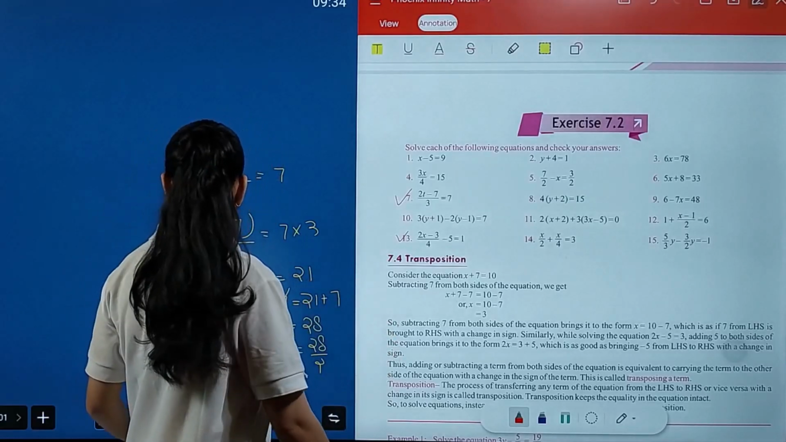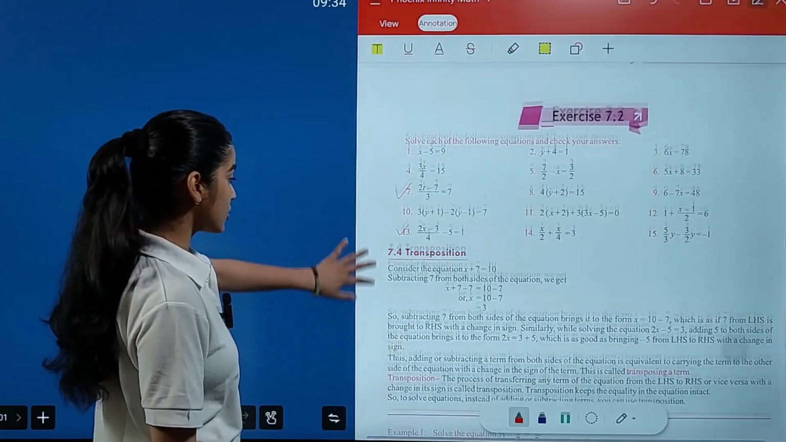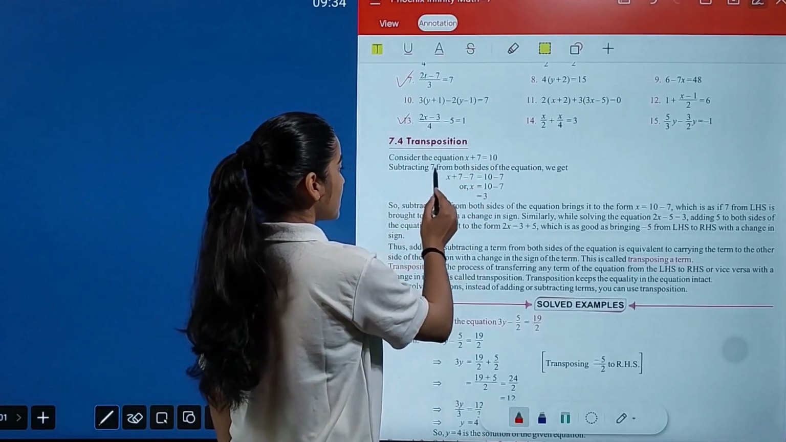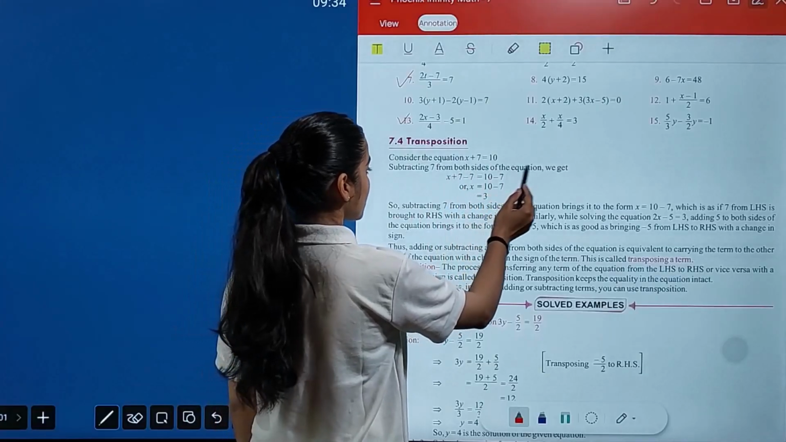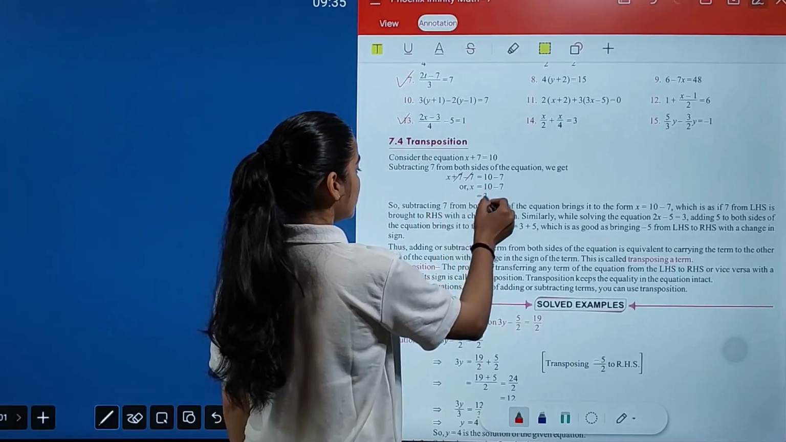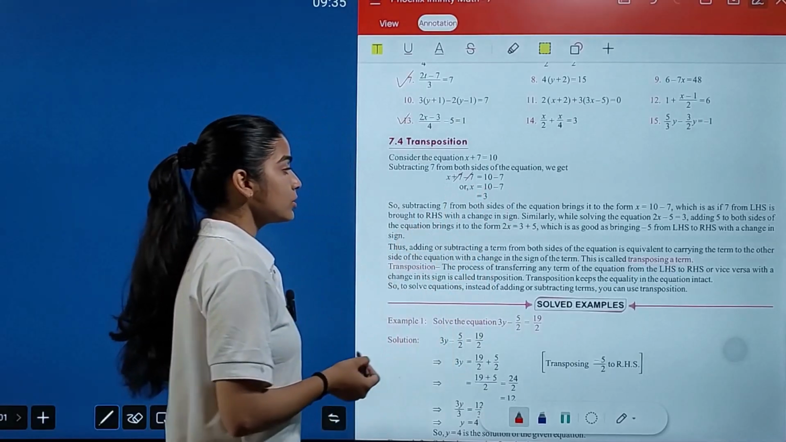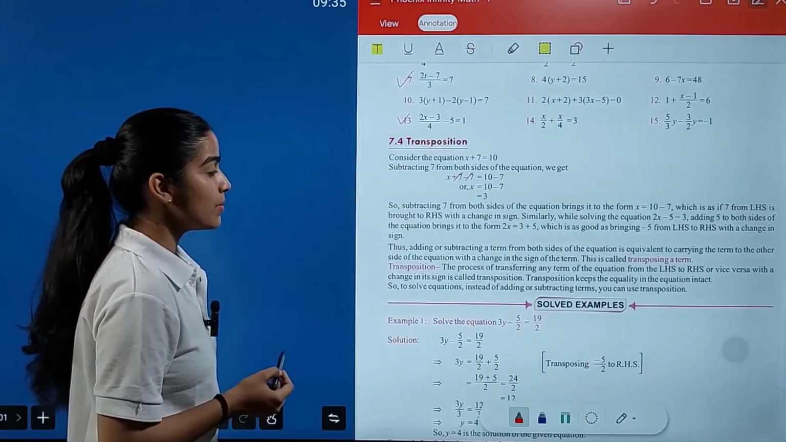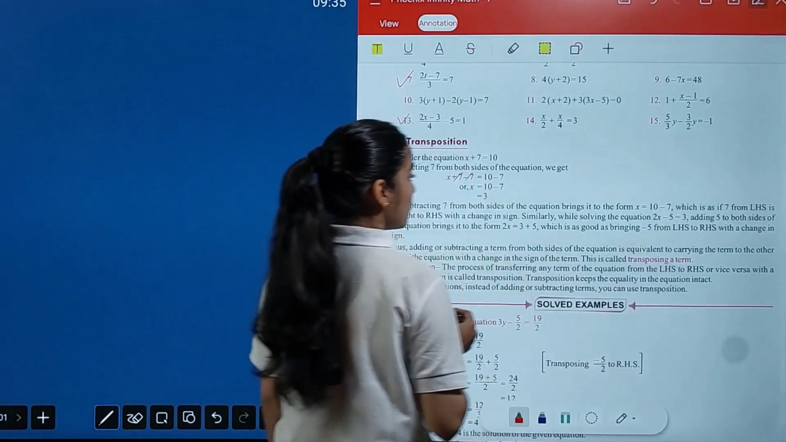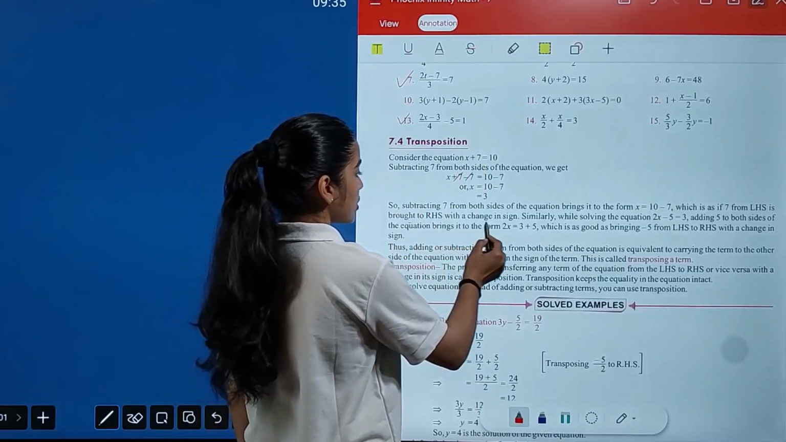Okay. Now we move forward to our next concept, which is transposition. Consider the equation x plus 7 is equal to 10. Subtracting 7 from both the sides of the equation, we get the 7s cancel out with each other. x is equal to 3. So subtracting 7 from both the sides brings it to the form x is equal to 10 minus 7, which is as if we brought 7 from LHS to RHS with a change in sign.